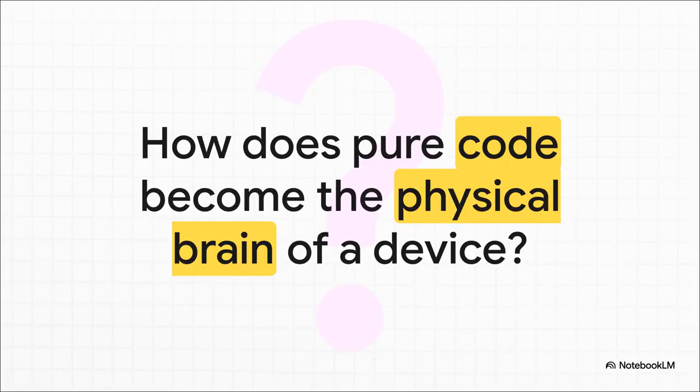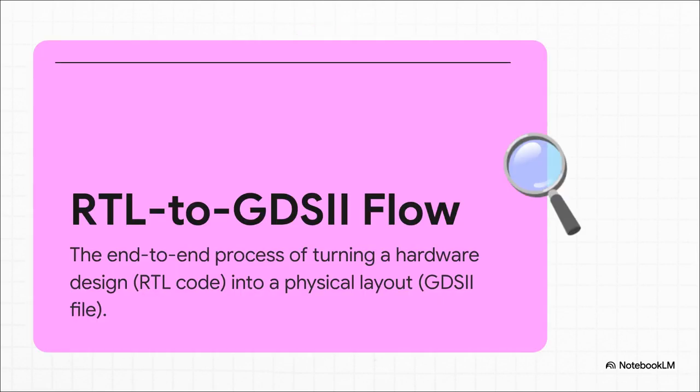How do you get from lines of text in a file to a real, tangible object that can run billions of calculations every single second? It honestly feels like magic. But it's not. It's actually a highly structured and, frankly, fascinating engineering journey, and we're going to walk through it together, step by step. So this whole process, it has a name, the RTL to GDSII flow.